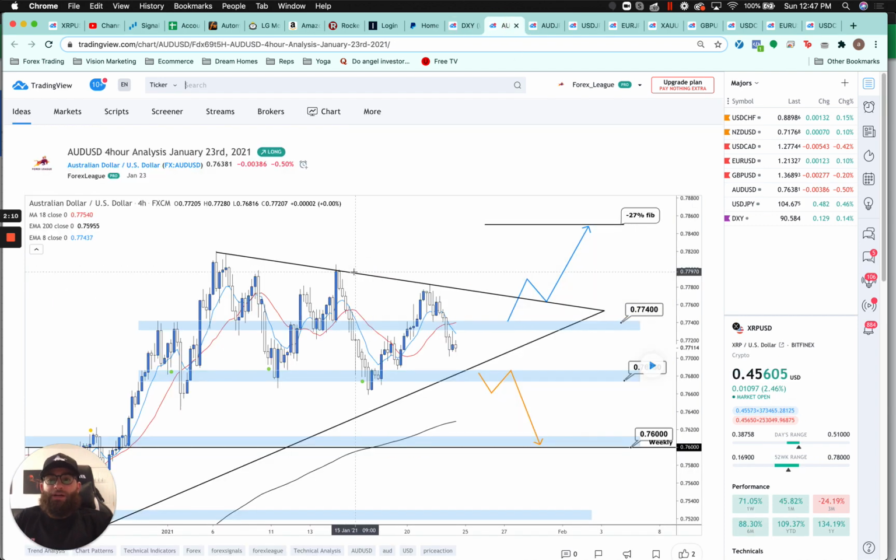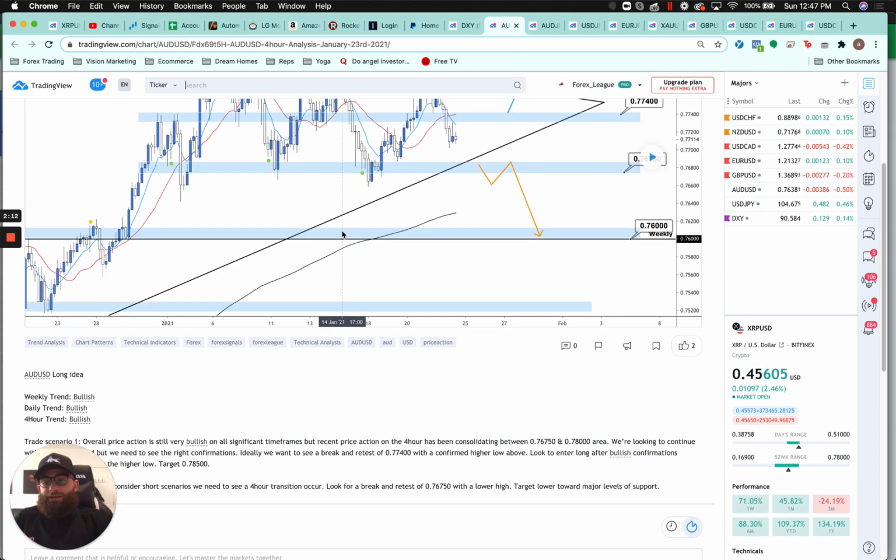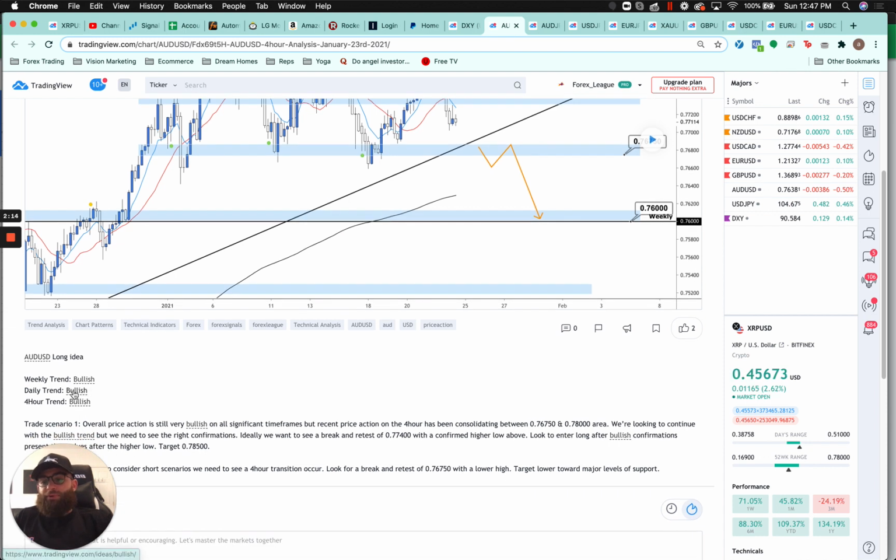So let's go over to AUDUSD. It's come down. The weekly trend is bullish, daily trend is bullish, 4-hour trend is bullish. So guys, when the trend is bullish like this on multiple time frames, this is when we're looking to enter on lower time frames.